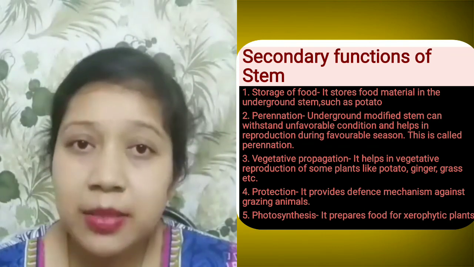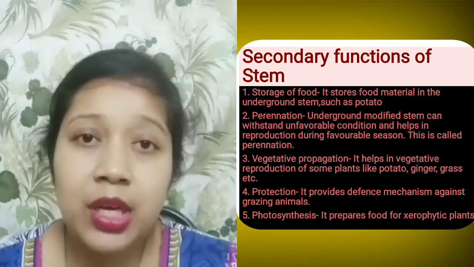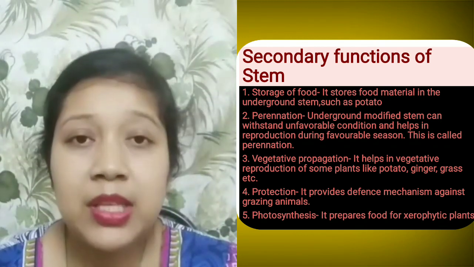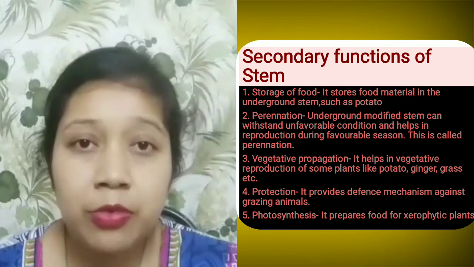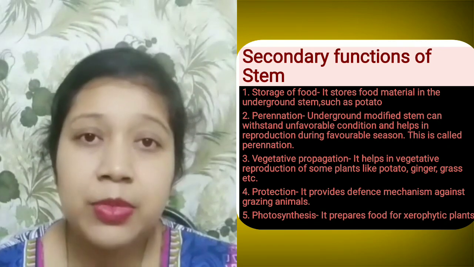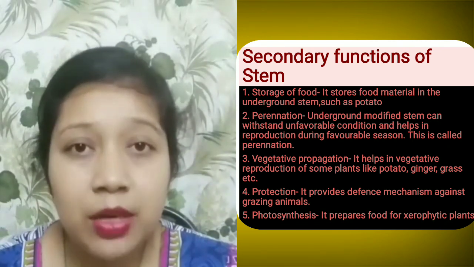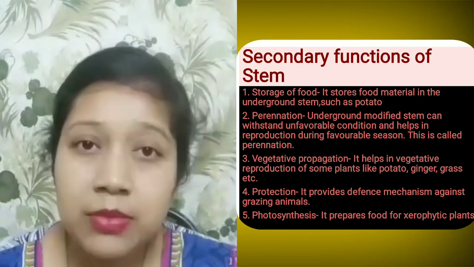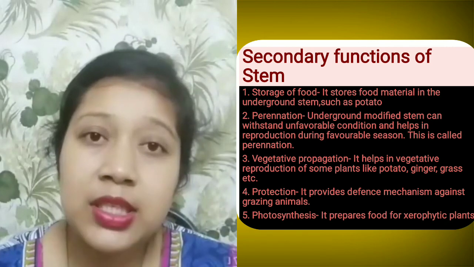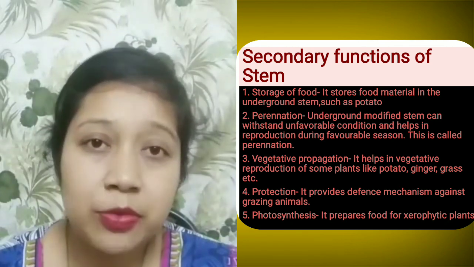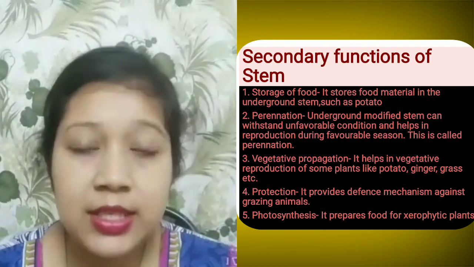Then some plants such as cactus, aloe vera, etc., or in the case of xerophytic plants, also carry out the process of photosynthesis. For example, in the case of cactus, the stem is called the phylloclade. Then in the case of asparagus, cladodes. So here the stem also synthesizes food.